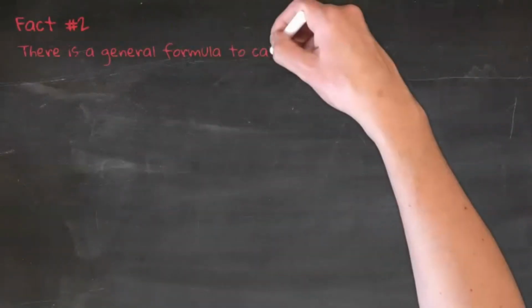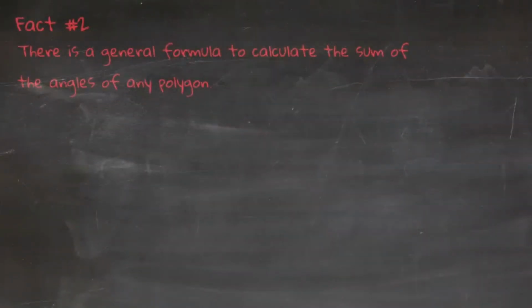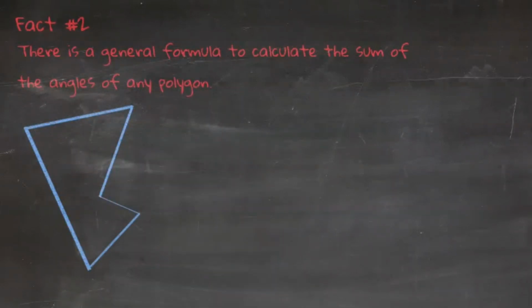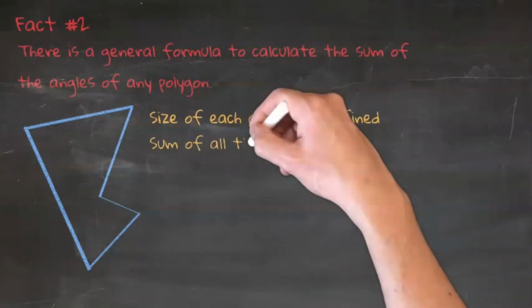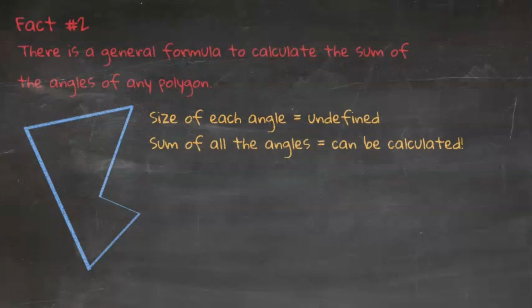Fact number 2. There is a general formula to calculate the sum of the angles of any polygon. Imagine that your best friend drew a random polygon and instructed you to find the sizes of each of its angles. Obviously, you can't tell the sizes of each individual angle, but what you can tell your friend is the sum of all the angles.